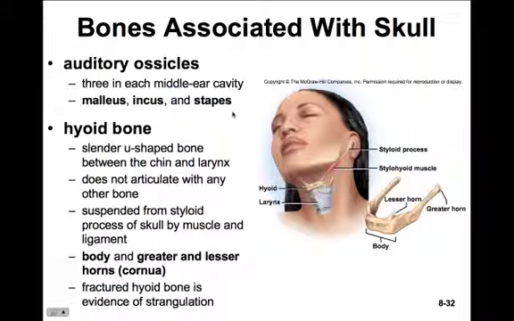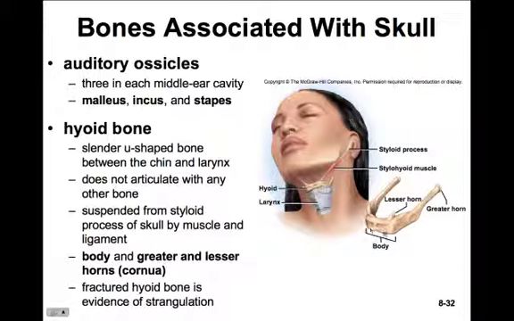Also, the hyoid bone. It's a slender U-shaped bone that's located between the chin and the larynx, or the voice box. It doesn't articulate with any other bones. So if we removed all the musculature, the hyoid bone would simply fall off. On our skeleton, Hank, it's screwed on to one of his vertebrae. The hyoid bone is suspended from the styloid process of the skull. You can see that up here.